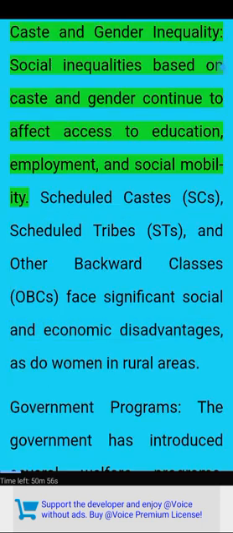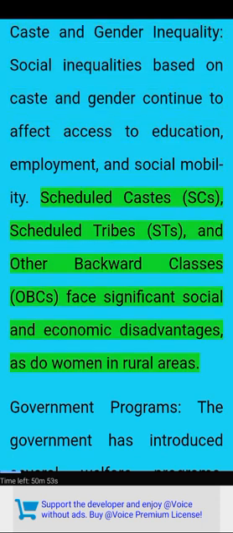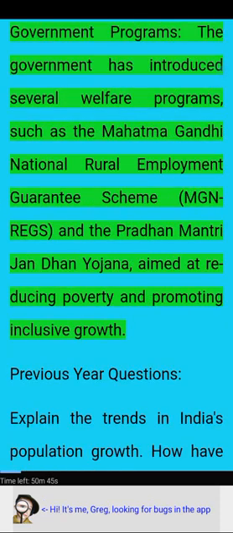C. Social inequality. Caste and gender inequality. Social inequalities based on caste and gender continue to affect access to education, employment, and social mobility. Scheduled castes, SCs, scheduled tribes, STs, and other backward classes, OBCs, face significant social and economic disadvantages, as do women in rural areas. Government programs. The government has introduced several welfare programs, such as the Mahatma Gandhi National Rural Employment Guarantee Scheme (MGNREGS) and the Pradhan Mantri Jan Dhan Yojana, aimed at reducing poverty and promoting inclusive growth.